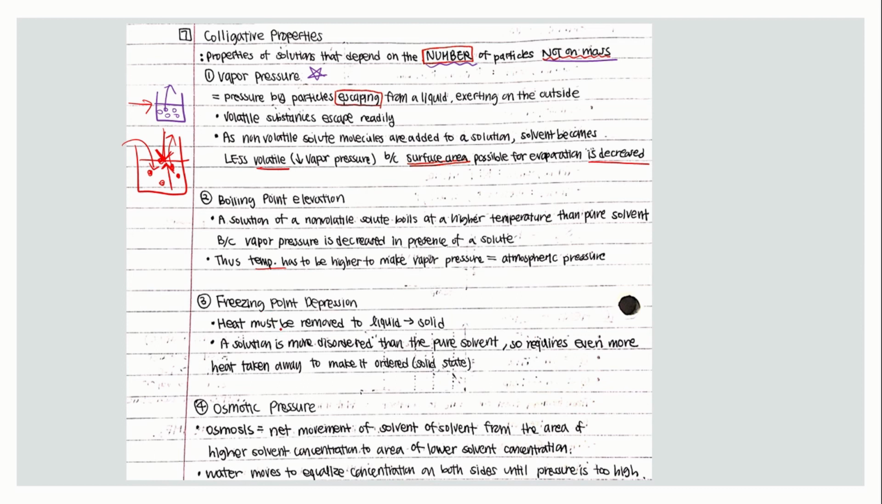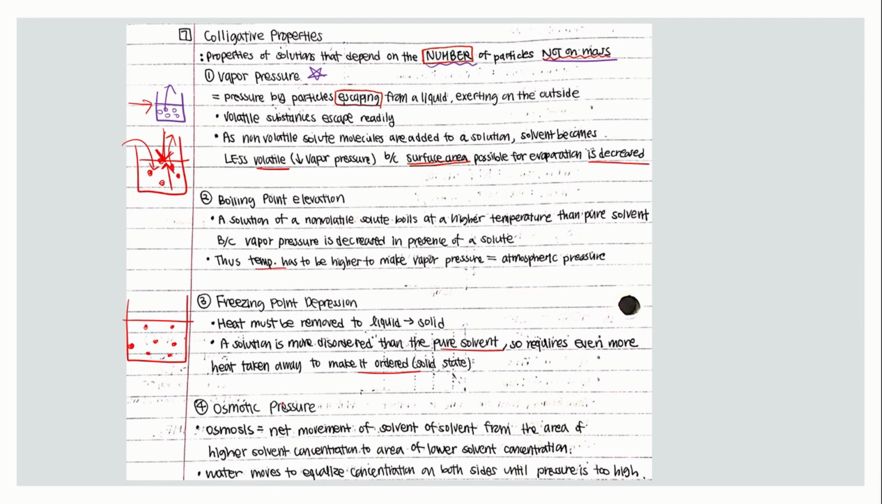Next is the freezing point depression. Heat must be removed to convert liquid to solid. The solution is more disordered than the pure solvent when the non-volatile solutes are added, so it will require even more heat taken away to make it ordered and to make it a solid state. So as the non-volatile solutes get added, the solution will be more disordered and it will be even harder for you to make this into a very ordered state of solid.